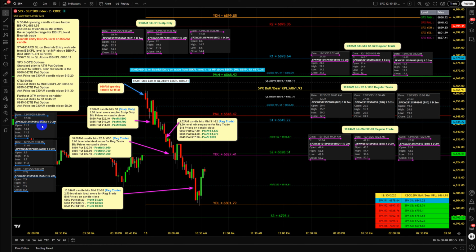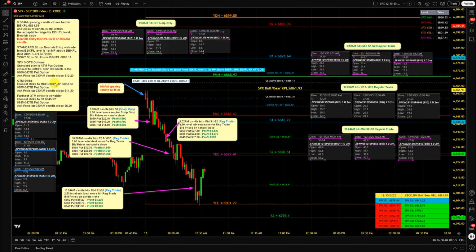Here are the ask prices on the candle close. We're waiting for the close of the candle to confirm the bias on this 9:30 a.m. opening candle. We're not buying intra-candle, we're waiting for the close of the candle, because if this candle had instead crossed above and closed above the bull bear KPL, we would instead be looking at a bullish trade. So you're waiting for the close of the candle.